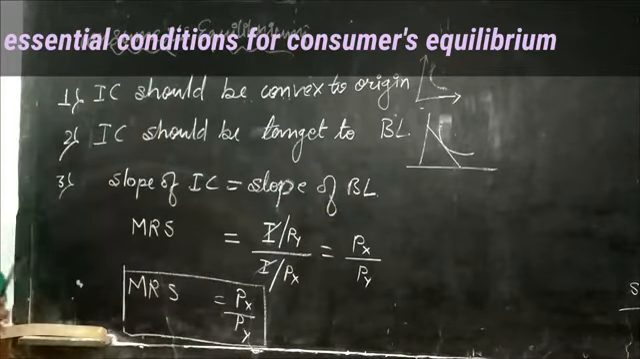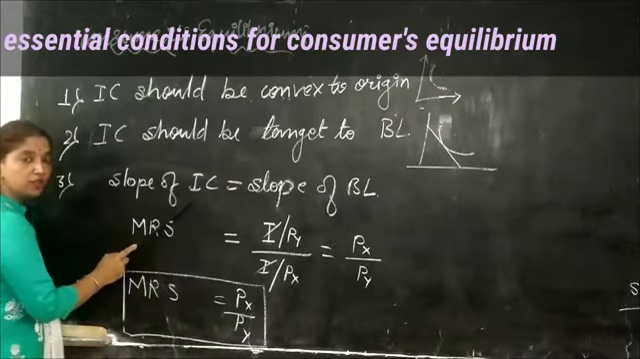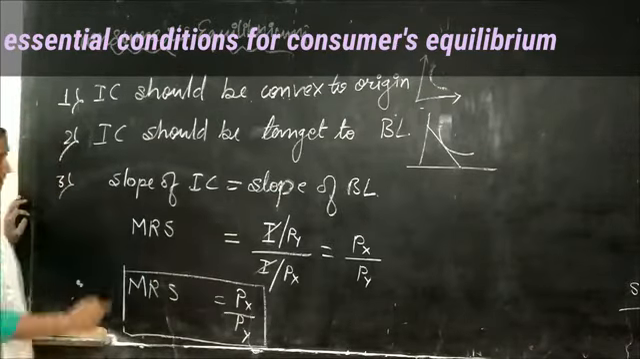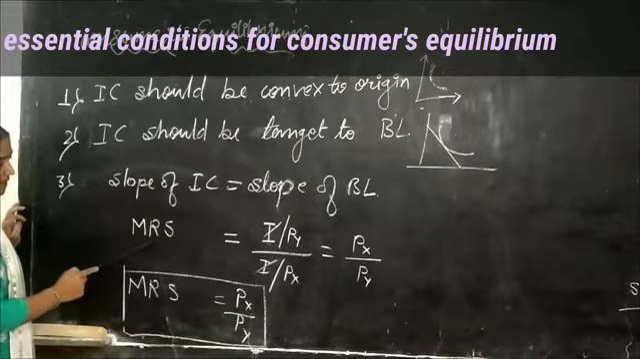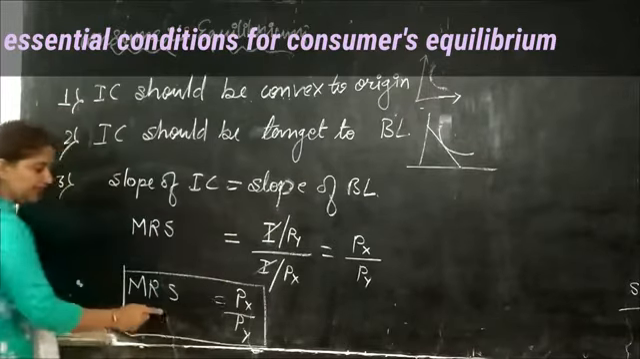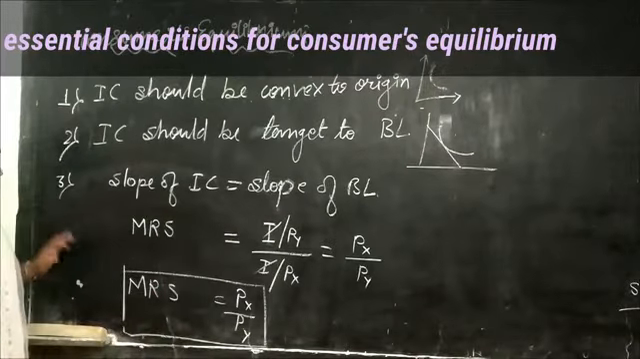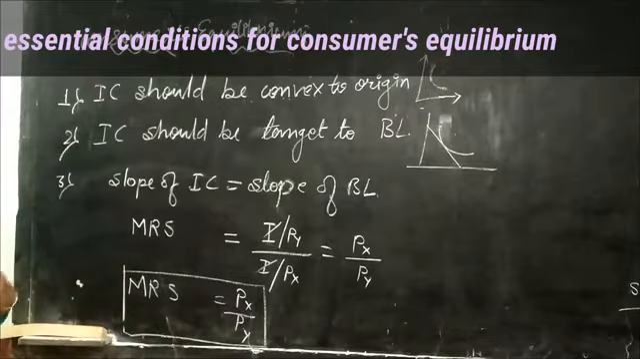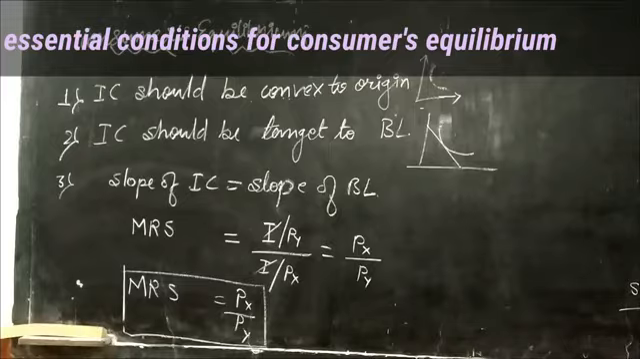Third condition is the slope of the indifference curve. It should be equal to the slope of the budget line. Indifference curve's slope is the marginal rate of substitution, and it should be equal to the slope of the budget line, that is Px divided by Py. All these three conditions are essential to explain the equilibrium of a consumer. And if all these conditions are satisfied at any point or any combination, that combination will give the maximum satisfaction with his minimum income to the consumer.